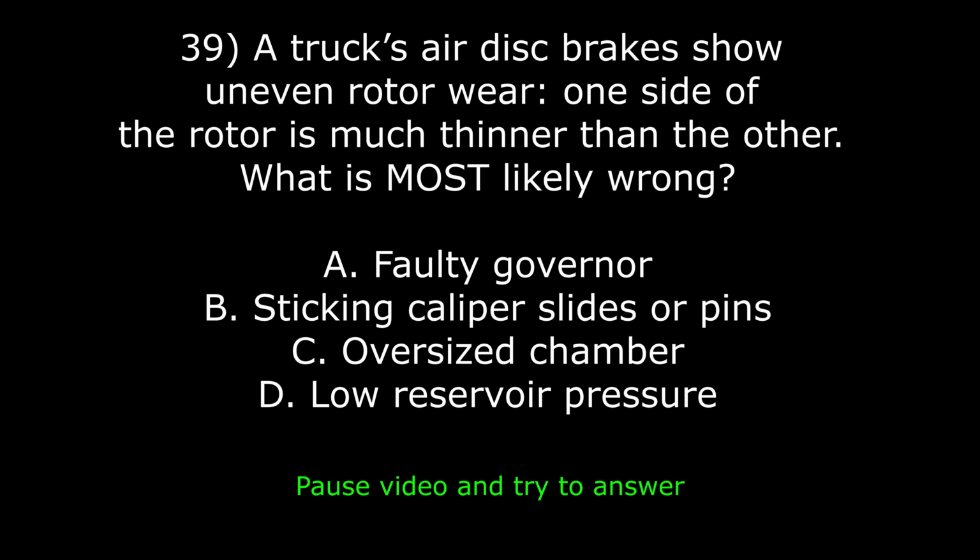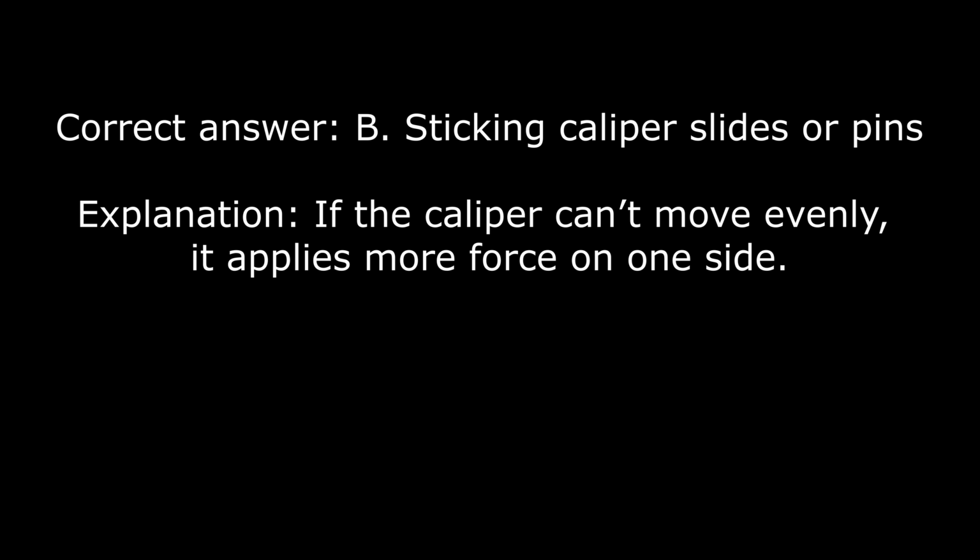39. A truck's air disc brakes show uneven rotor wear. One side of the rotor is much thinner than the other. What is most likely wrong? A. Faulty governor. B. Sticking caliper slides or pins. C. Oversized chamber. D. Low reservoir pressure. Correct answer B. Sticking caliper slides or pins. Explanation: if the caliper can't move evenly, it applies more force on one side.